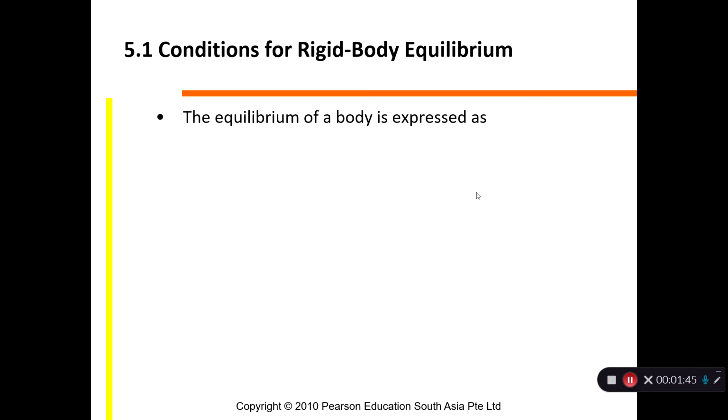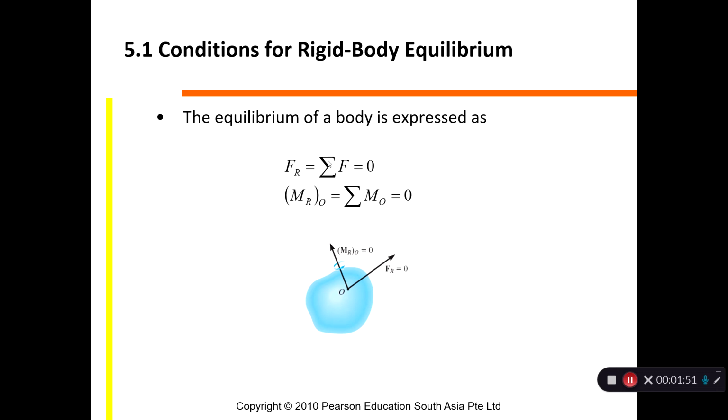This is very straightforward. A body will be in equilibrium if the summation of forces acting on it, or FR for resultant force, equals 0, and because of the size, we also need to make sure that the summation of moment about point O equals 0, as shown in this diagram. If you satisfy these two equations, then you will satisfy equilibrium for the rigid body.